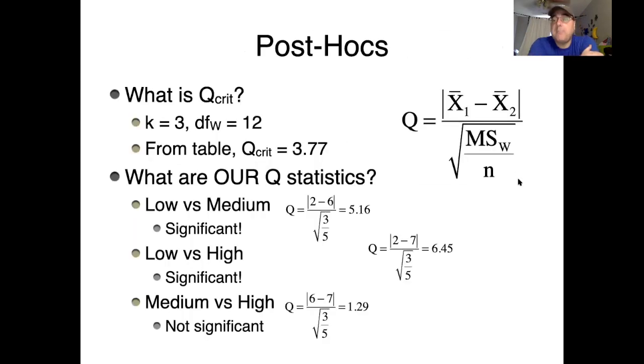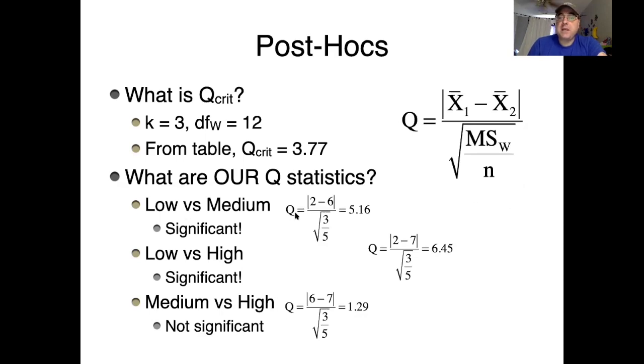Post hocs look like this. What is the Q critical value? Well, you go to your Q critical table, you say 3 groups, 12 degrees of freedom within. The Q table says you have to exceed a 3.77 for a comparison in order for that comparison to be statistically significant. What are the Q statistics for our 3 comparisons among our 3 groups? Much easier. Since you only have 3 groups, you only have a comparison between 1 and 2, 2 and 3, and 1 and 3. Not 6 comparisons anymore, only 3.